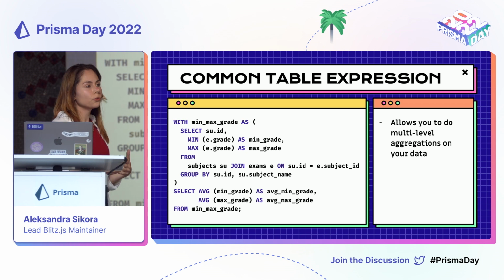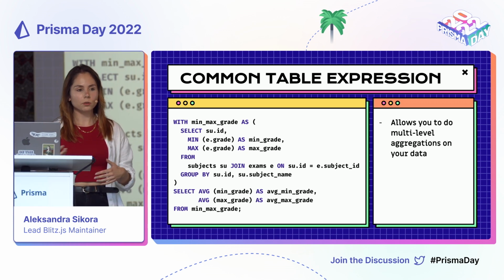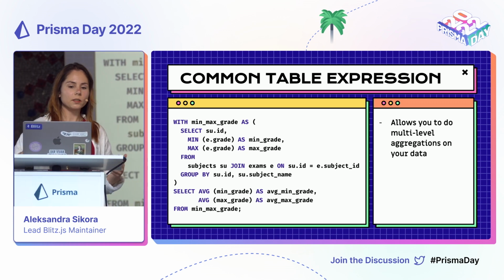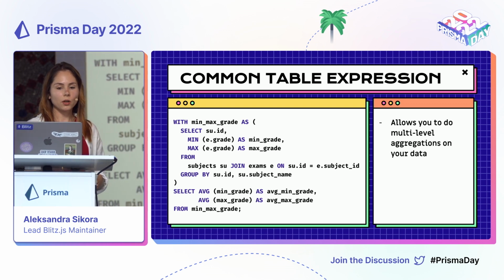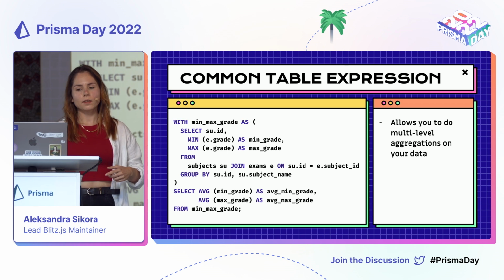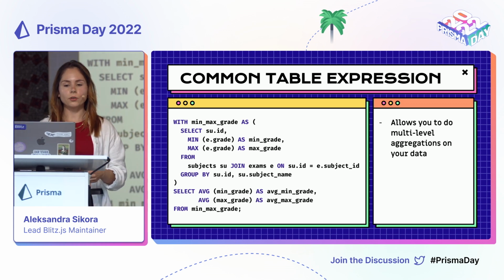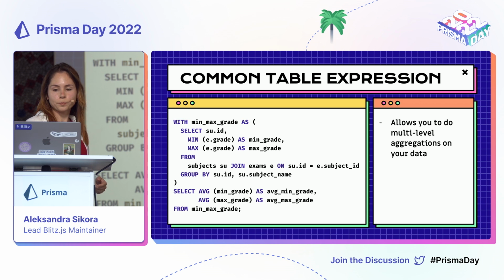It also allows you to do multi-level aggregations that wouldn't be possible otherwise. So in the CTE, I can have a 1-level aggregation. I have this min, max on the grade column. And then I can have another level of aggregations in the main query.